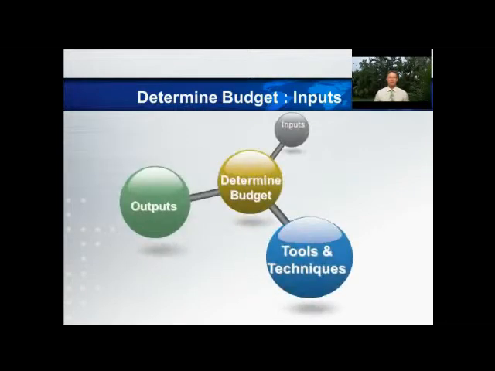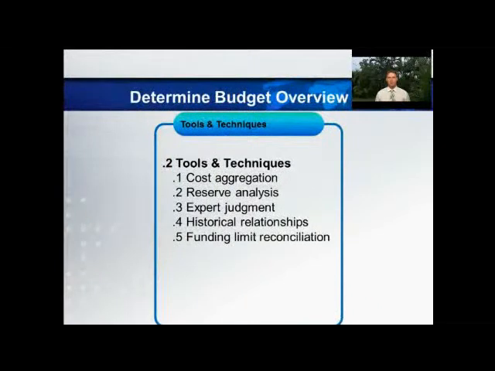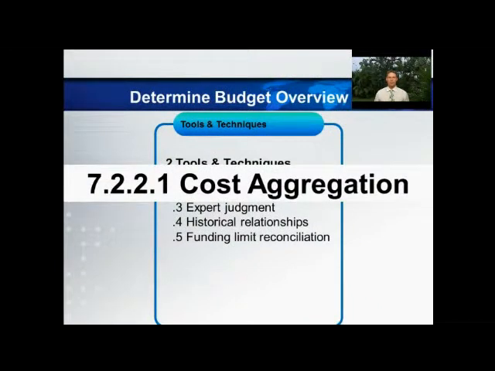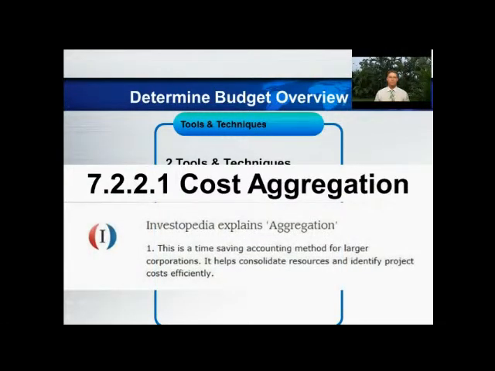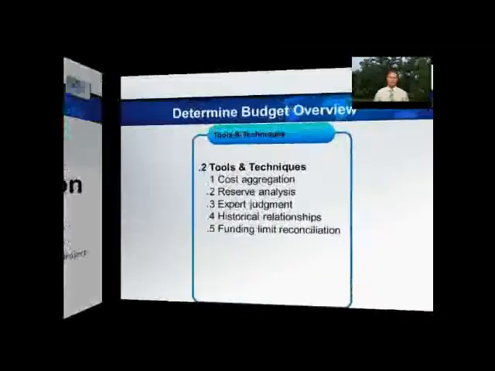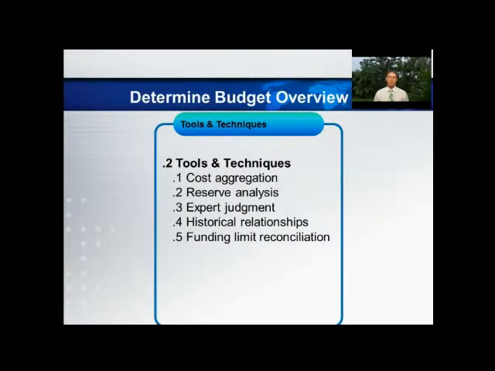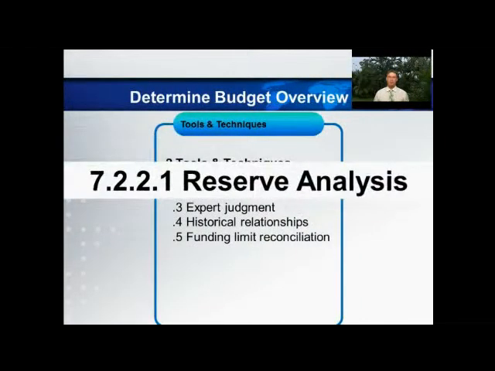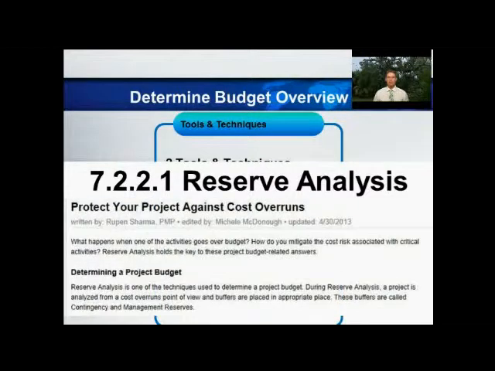Now we move to tools and techniques, and first up is cost aggregation, which is basically consolidating all the previous estimates into one sum. Next is the reserve analysis, where a project is analysed from a cost overrun perspective and contingencies are established.